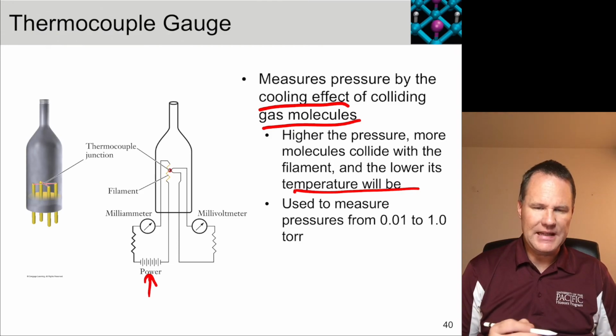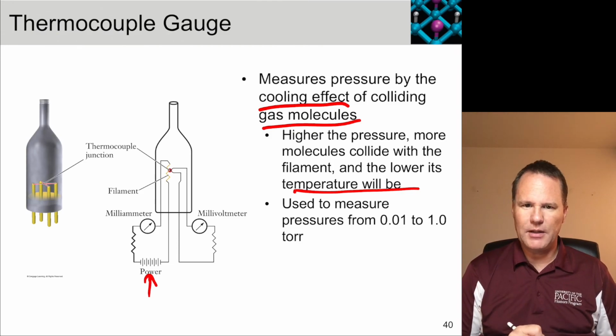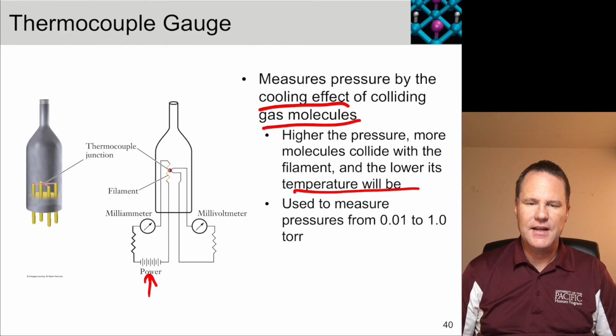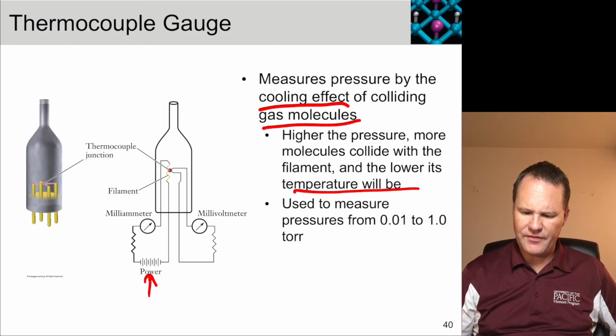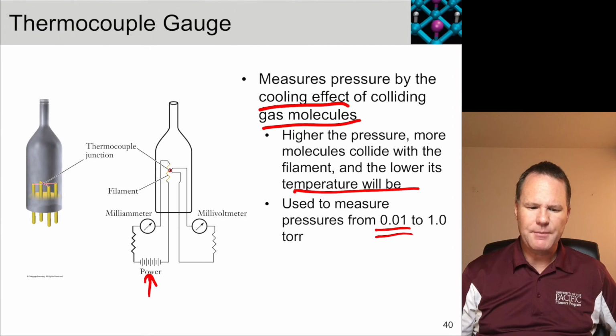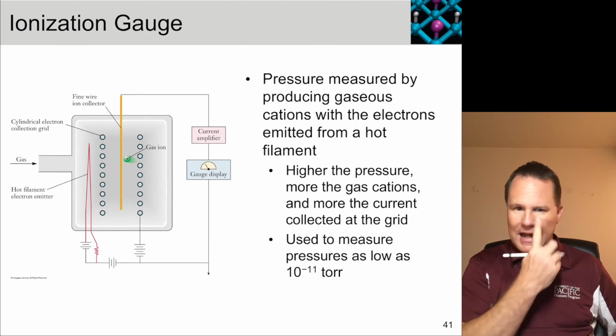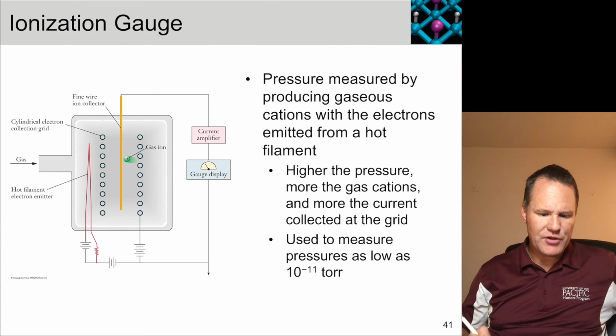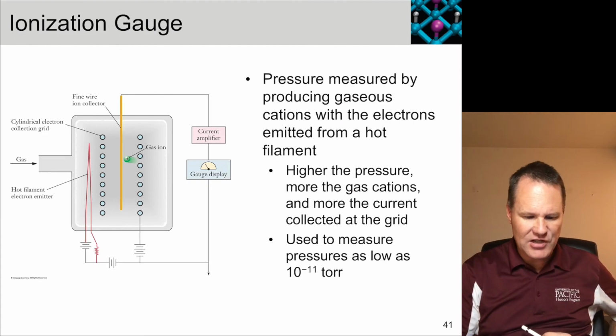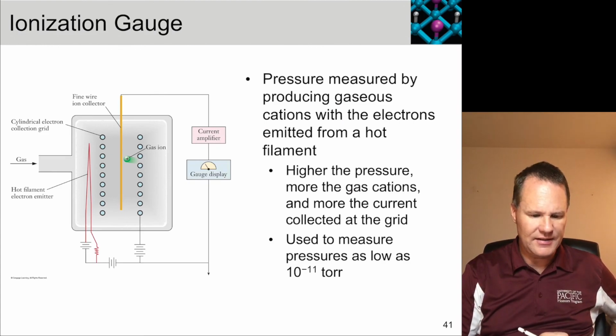And then this needs to be calibrated for a particular gas, because different gases transfer heat differently, and it's typically used for lower pressures than a barometron. It's typically used for measuring the pressure in low vacuums. Now, high vacuum, that is much lower pressure, can be measured by an ionization gauge. An ionization gauge is actually pretty funky.